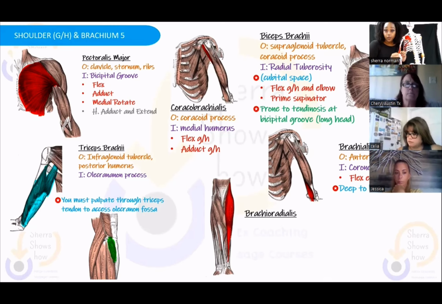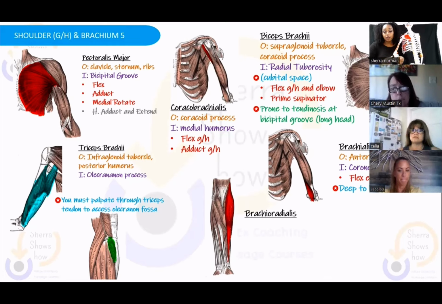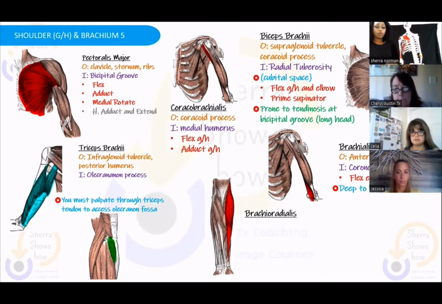You must palpate through the triceps tendon to access the olecranon fossa, okay? So if this is the olecranon process on the ulna, there is a fossa on the humerus that receives it, okay? Can you see that? There's a divot right here that receives that olecranon process, okay? And the triceps tendon passes right over that to get to the olecranon process. So if you were to have a question that said, what muscle must you palpate through to access the olecranon fossa, you know the triceps passes right over that, and you got to go through that tendon to get to that olecranon fossa.